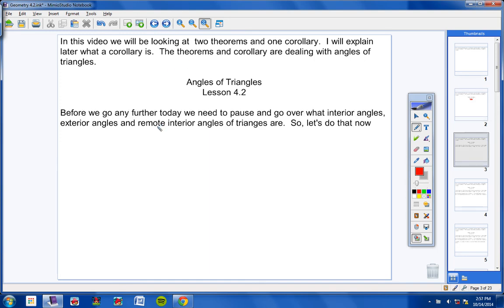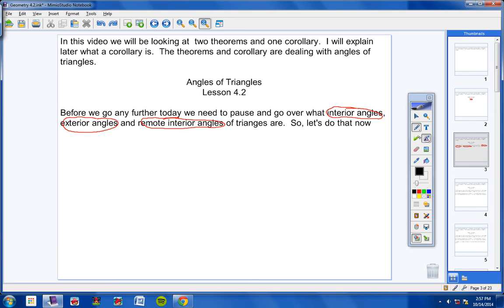Before we go any further today, we need to pause and go over what interior angles, exterior angles, and remote interior angles of triangles are. Okay, so let's do that now. Students, please listen to me carefully. Everyone should be taking notes. I am not going to give you definitions of these and make you memorize them or do fill in the blanks on a test or a quiz. I'm not going to do that, but you still have to know what they are and be able to locate them on triangles. So please take some really good notes.